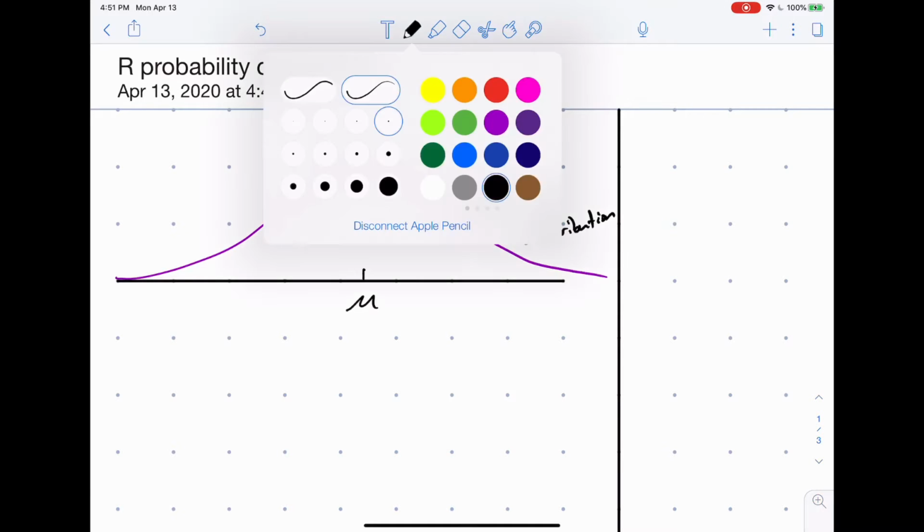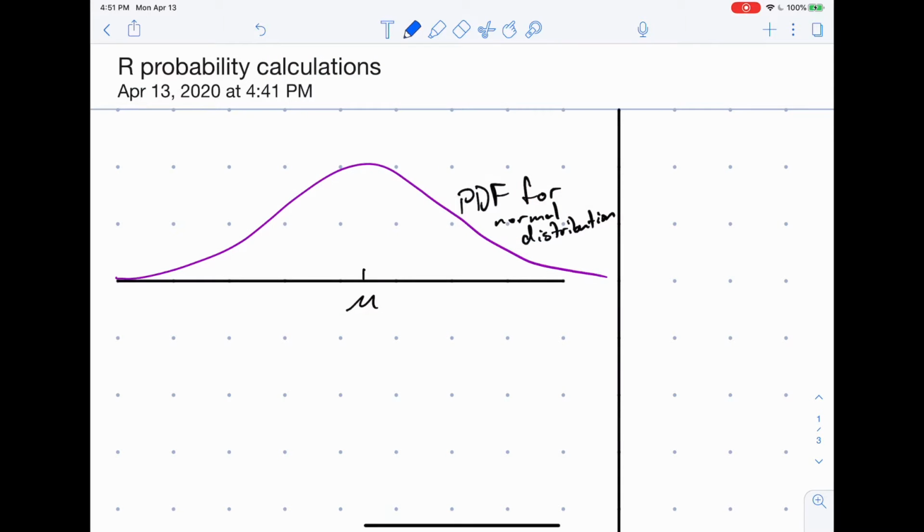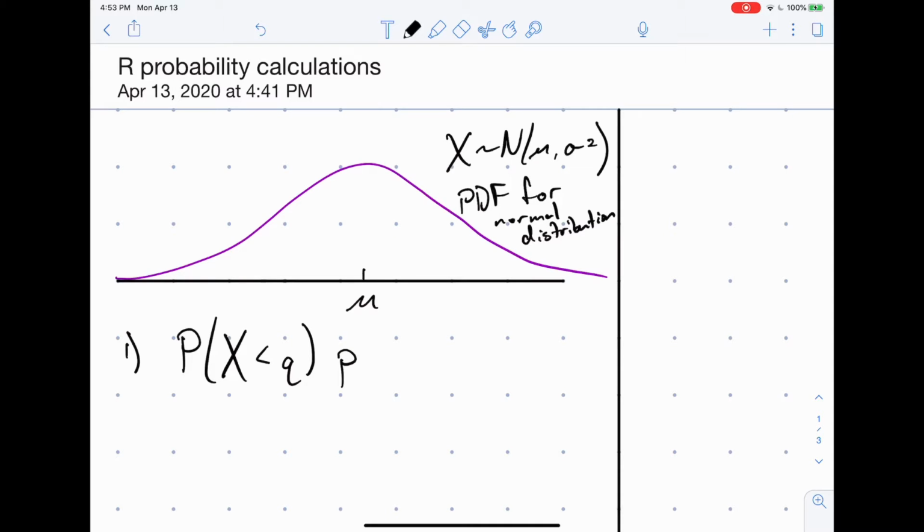With these probability calculations, you're typically asking questions like the following. Say that x is distributed as normal mu, sigma squared. Then you make statements like the following: the probability that x is less than some number q is equal to p. These are the kinds of calculations you can do.